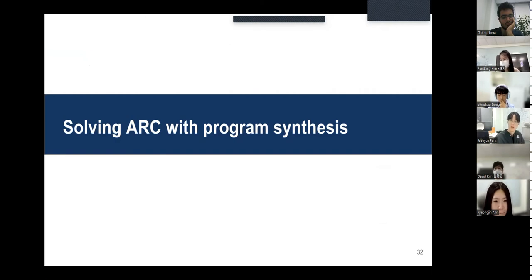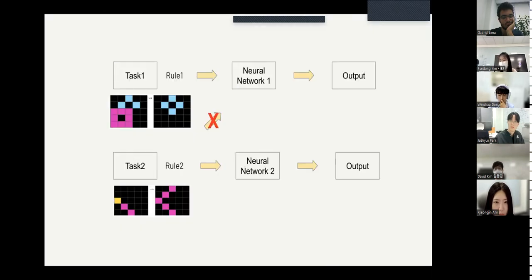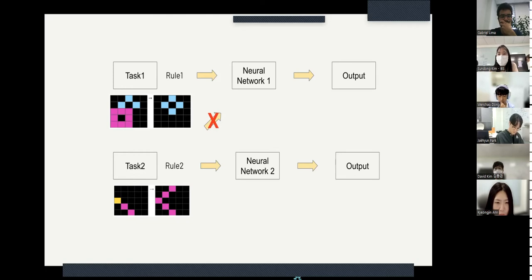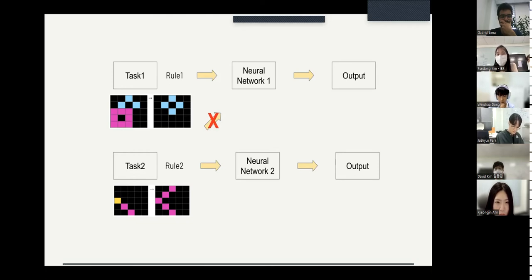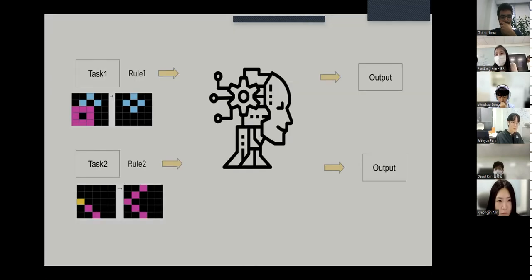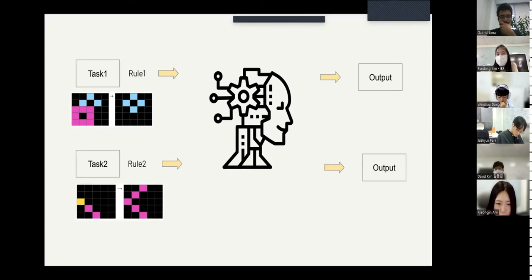As summarized before, the agenda of solving ARC is to solve different problems with different rules with one system. Let's say that there's task 1 containing rule 1. We can train neural network 1 to solve task 1, but if we give task 2 as input to network 1, it will give an output applying rule 1 to task 2, which is not the desired output. Here, we can learn insight of what we really need to make: a system that can learn new rules when a new task is given as input. Basically, it's a system that can learn how to learn rules.